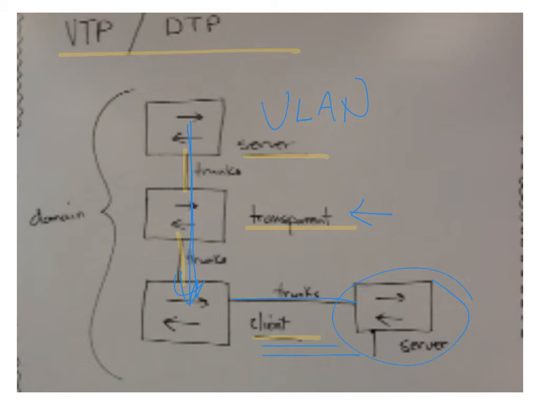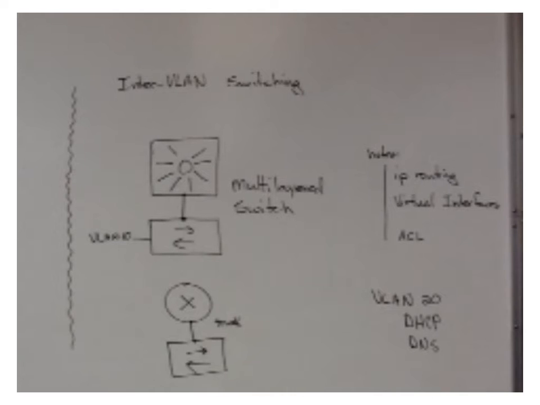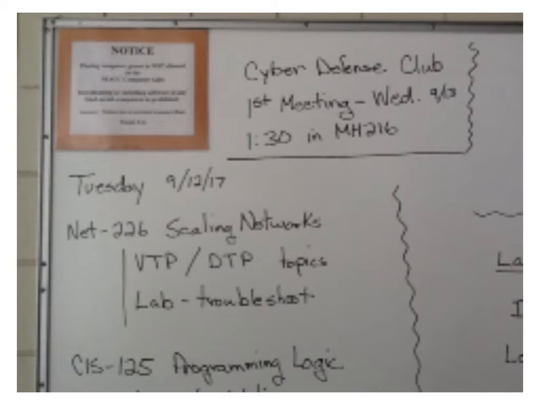Trunks, we talked about adding another server. You have to be careful about the version number and so forth, all that. And then we looked at the situation where you have multi-layered switch, and we looked at some examples here. DHCP, DNS, IP routing, virtual interface, ACLs. When you configure that, inter VLAN switching.